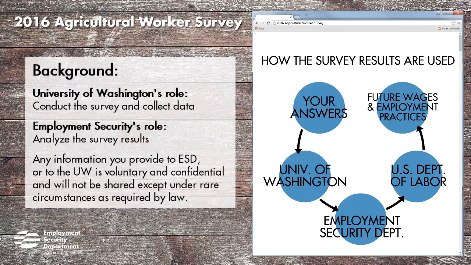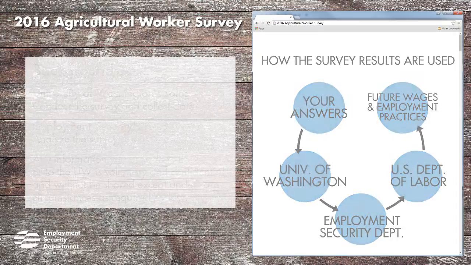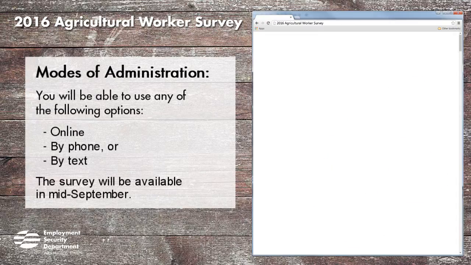Any information you provide to ESD or the University of Washington is voluntary, confidential, and will not be shared, except under the rare circumstances as required by law. If you are selected, the University of Washington will contact you with the options for completing the survey either by internet, by phone, or by text. The University of Washington will send out more information to you, including the survey's website address and their contact information.